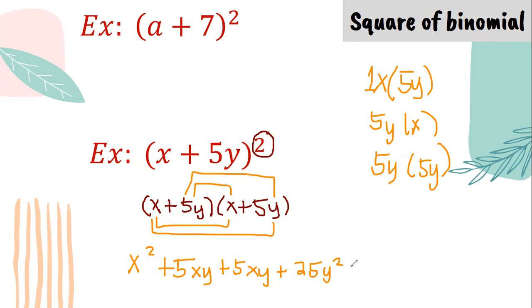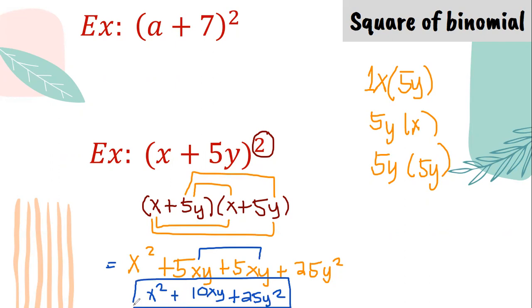Again, this is not yet your final answer because you still have to combine like terms. The like terms are 5xy and 5xy. So let's rewrite it. X squared plus 5xy plus 5xy is 10xy, plus 25y squared. And this is now your final answer. X squared plus 10xy plus 25y squared. I hope example number 2 is clear.